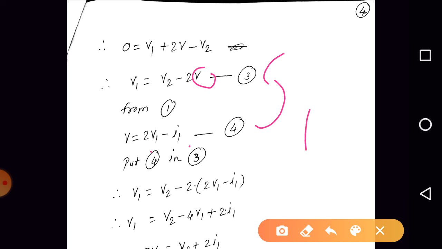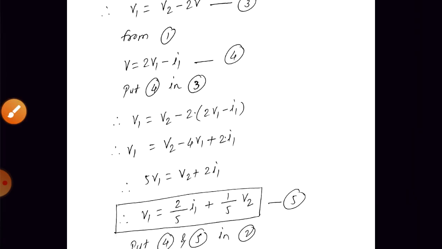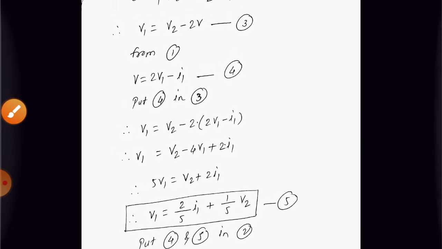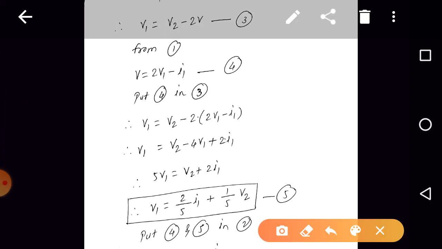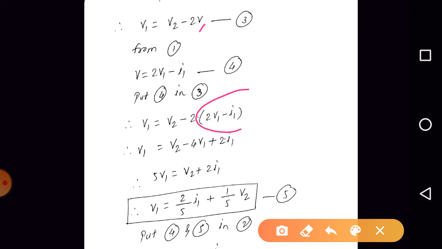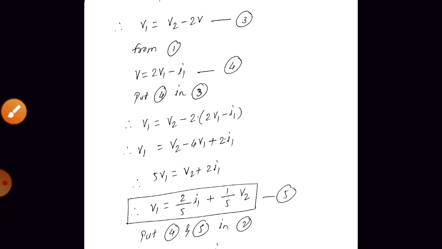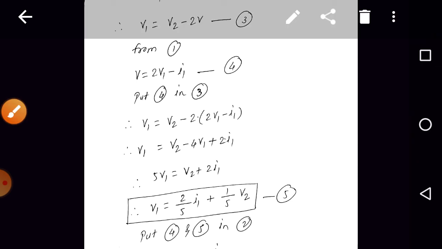So after that we can write V1 is equal to V2 minus 2 into 2V1 minus I1. Instead of this V, we are going to replace it with 2V1 minus I1. After rearranging the terms, we get V1 is equal to 2 by 5 I1 plus 1 by 5 into V2. Next, we are going to put equation 4 and equation 5 in equation 2.